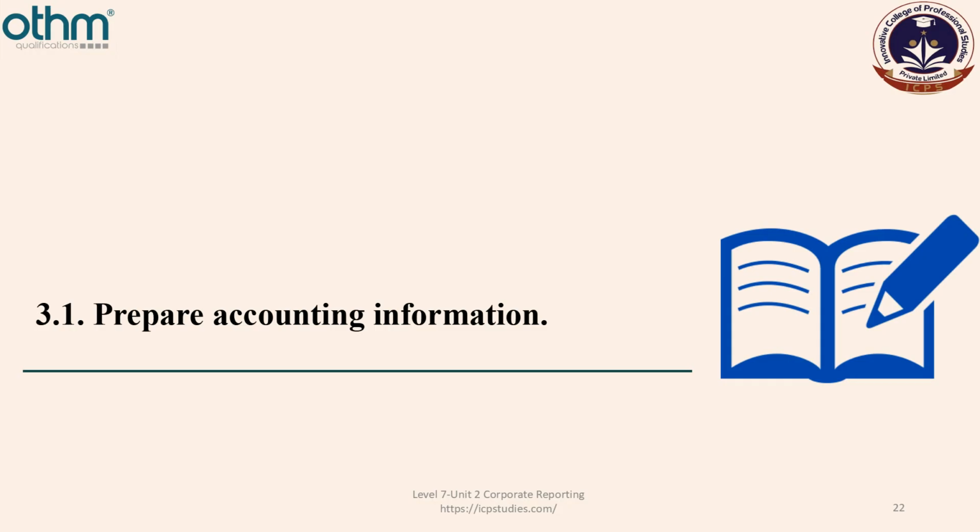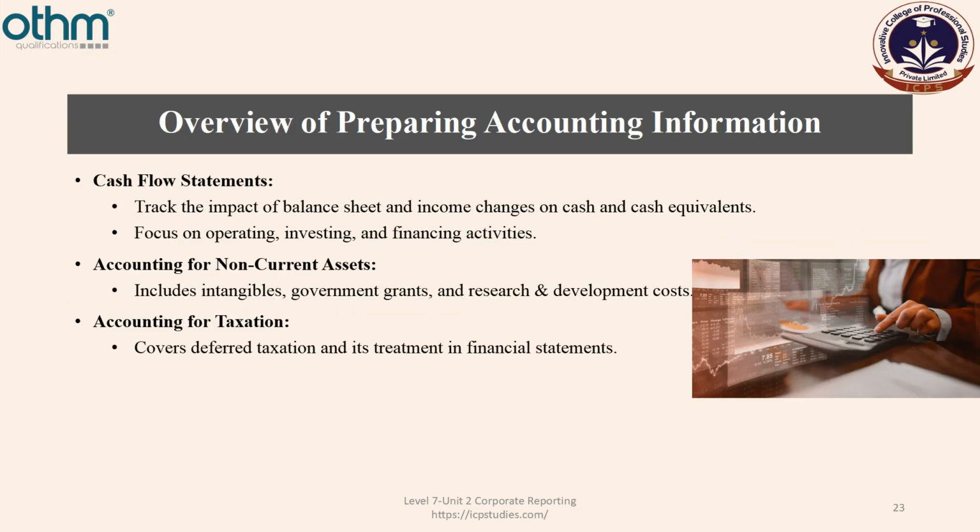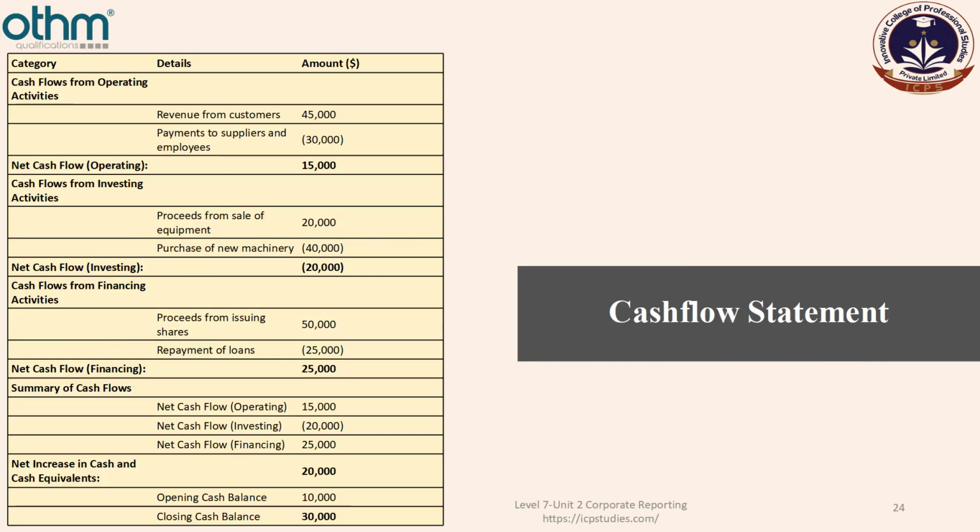So we have the first assessment criterion, in which we prepare accounting information. Here is the cash flow statement, which is showing all the details, category details and amounts. You can review it, and if you have any questions, you can ask me.